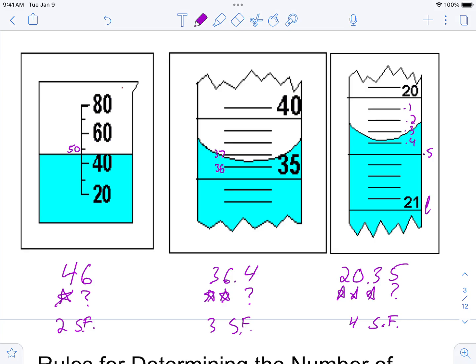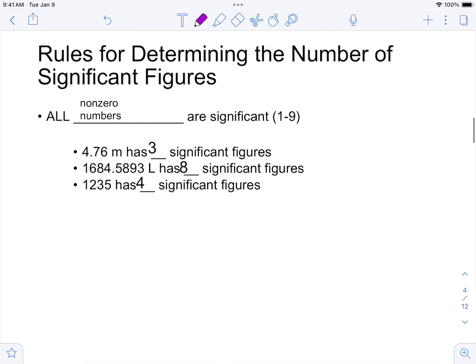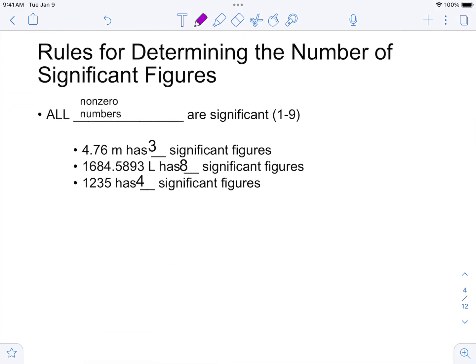Now, how do I know that there's 2 significant figures in 3 and 4? It's not because that's how many numbers there are. There are rules that go along with significant figures, and those are what we are going to do now. There are 5 main rules. The first rule is the easiest. Any non-zero number, digits 1 through 9, are significant.